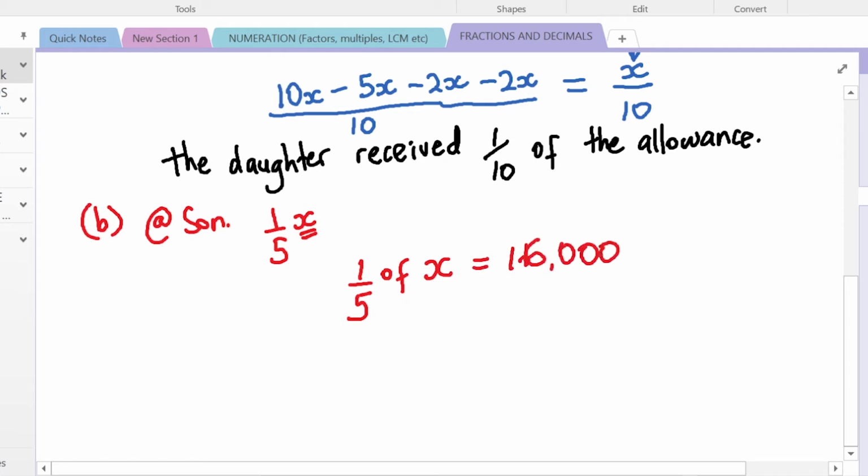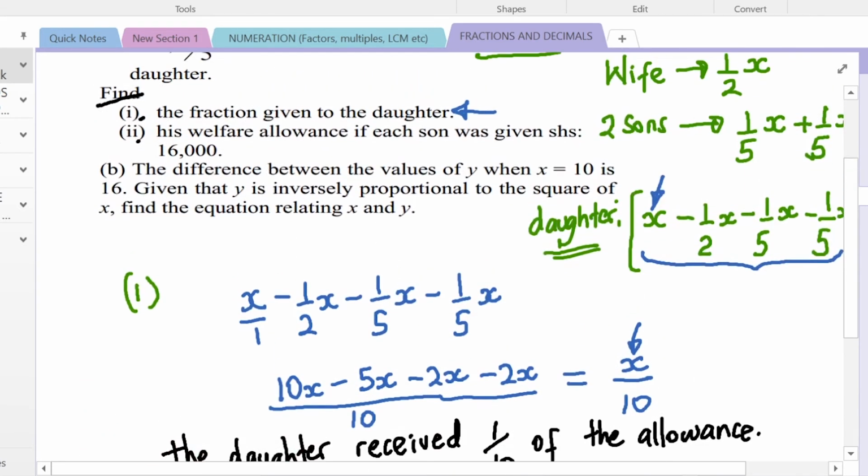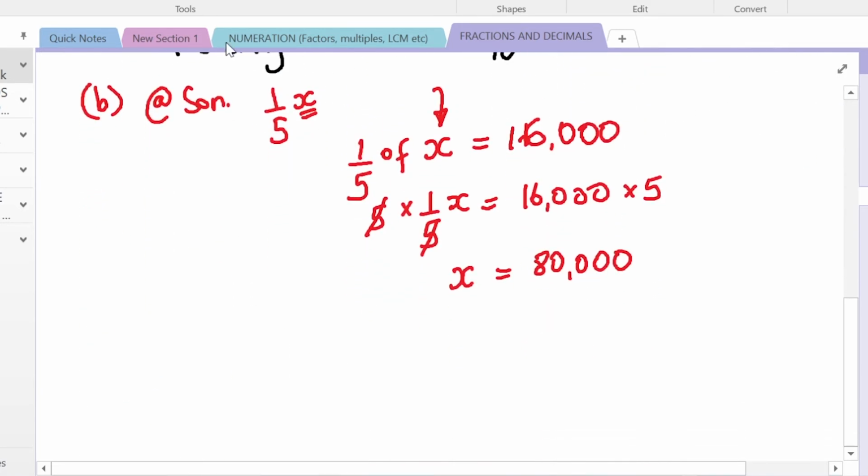16,000. So from there we can go ahead and find the value of X, which happens to be the allowance of the man. So this is going to become a fifth X, giving us 16,000. Multiply both sides by 5. You end up with the value of X as 80,000. So our value of X there is 80,000, and definitely that is how much the man had. So if each son received 16,000, we've been able to find the welfare allowance. In other words, the welfare allowance of this man was 80,000.